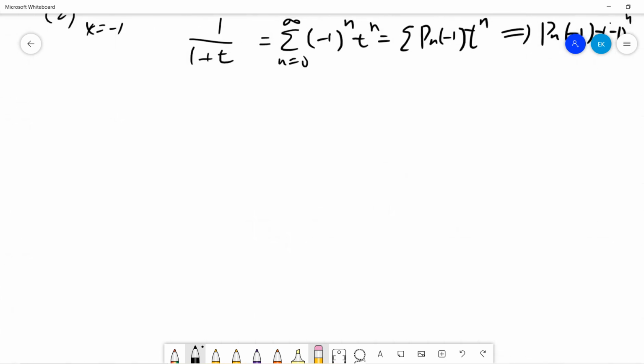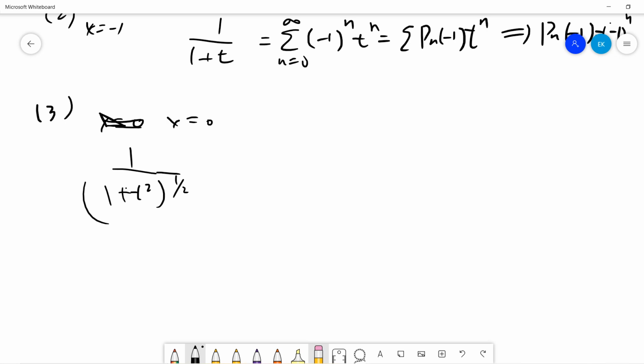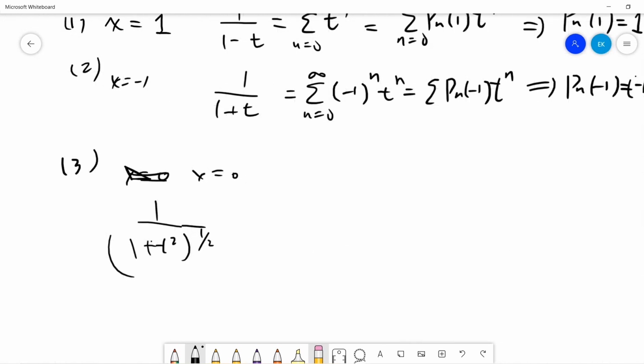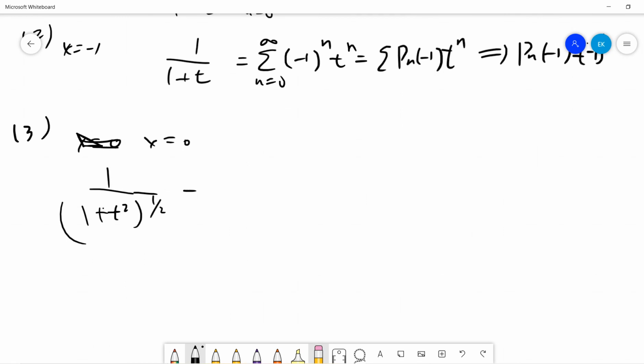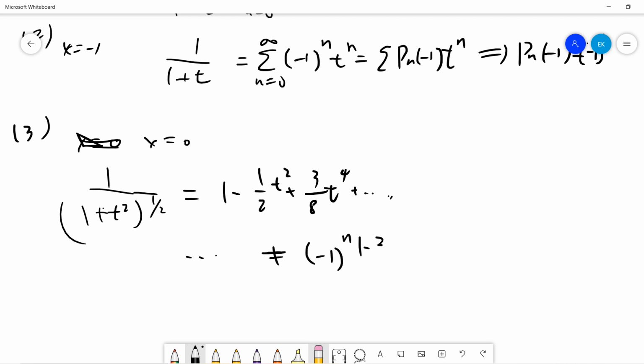The third one is what people always like to describe. You put x equals 0, and then the left hand side becomes this, since there are no 2xt terms. We can write it down as a binomial expansion. For the general term, it is (-1)^n times 1 times 3 times 5 up to (2n-1), over 2^n n factorial, times t^{2n}.